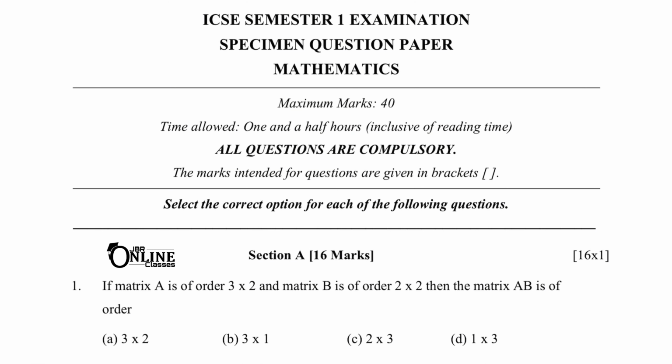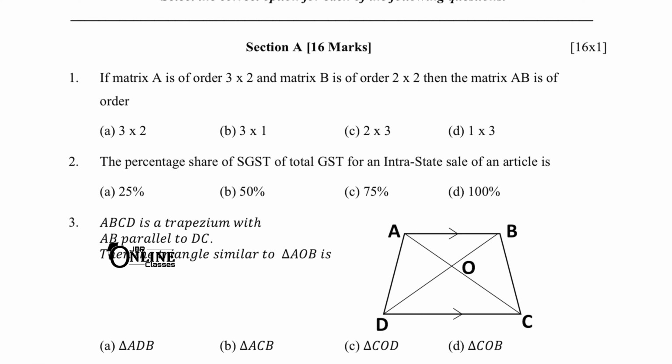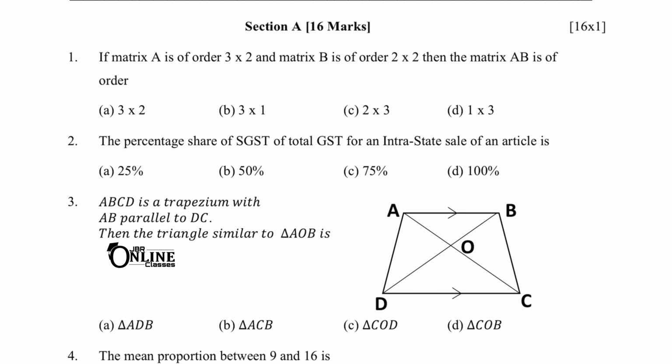So hello everyone, now in this video I'm going to start to solve the ICSE semester 1 examination specimen paper for class 10. Okay, and it's the sample paper for semester 1 of 2021-22 candidates. So here the first section, that is section A, is 16 marks. There will be a total of 16 questions and each question has 1 mark.